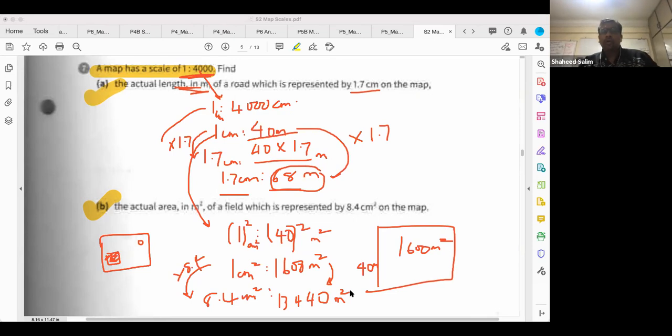Okay. So remember, whenever you get the scale of the map, this is linear, this is scale of length. It's different from a scale of area. Scale of area, you got to square both sides. Okay, we move on now. We try the next one. You see whether you get it.